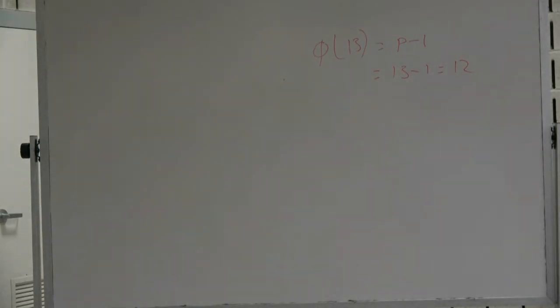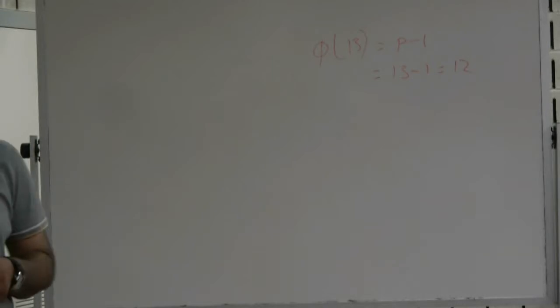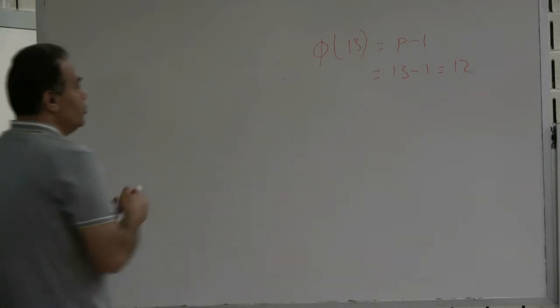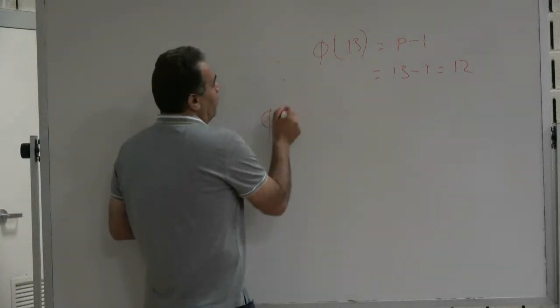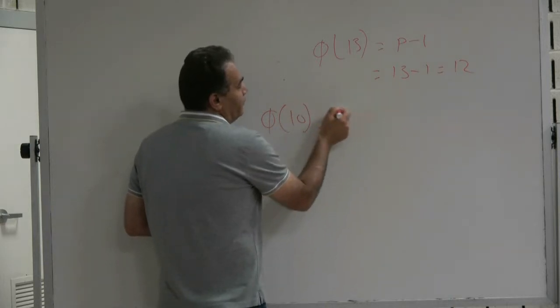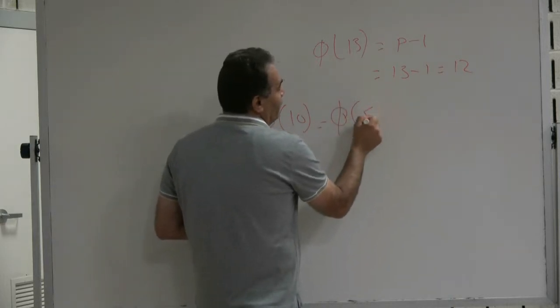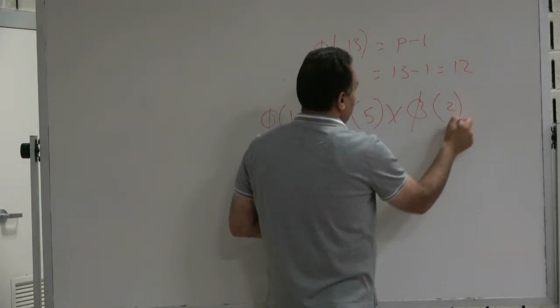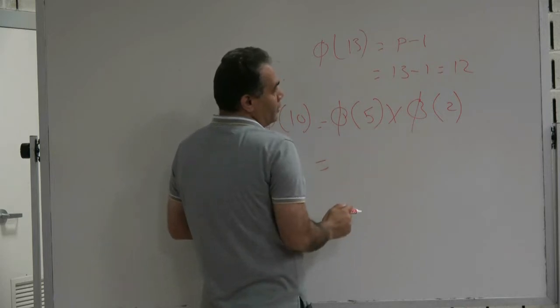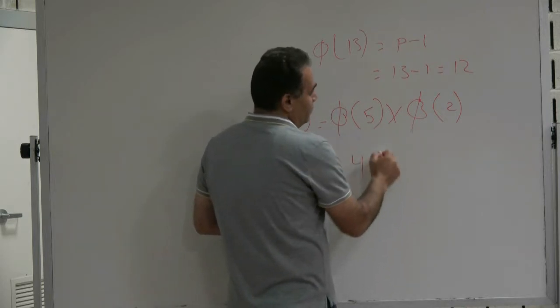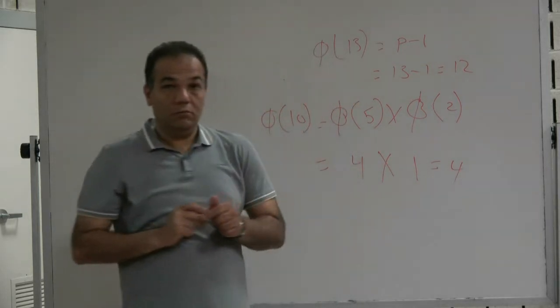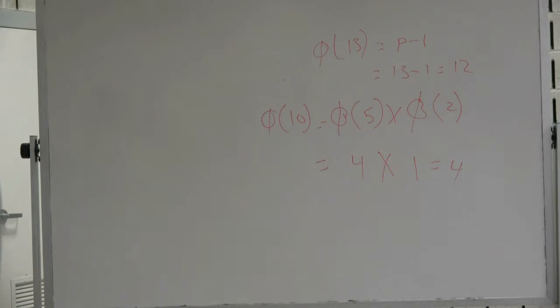What about 10? Is 10 a prime? No. Can I divide it into two numbers that are prime? Which is 2 and 5, right? So phi of 10 equals phi of 5 multiplied by phi of 2. So phi of 5 equals what? 4 times 1 equals 4. Alright?